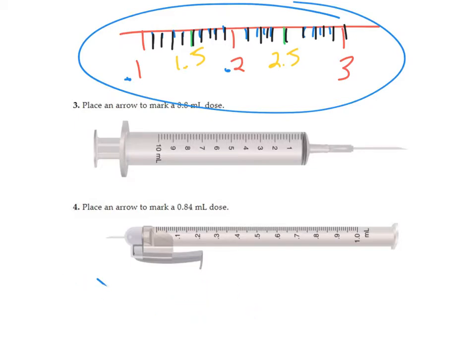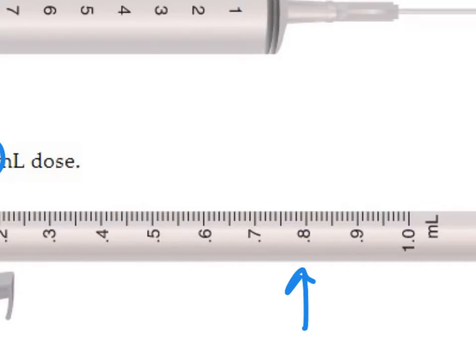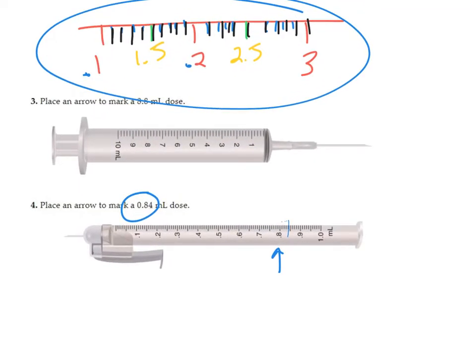Looking at that bottom syringe, it says to mark a 0.84 milliliter dose. What that would mean is we're going to go to the 0.8, so we're going to start there. And then we're going to count 4 lines behind that. Let me zoom in a little bit further. If we count 1, 2, 3, 4, that would be this line right here, the line right before the halfway point. So that would be 0.84. We just start by going to the 0.8 first, and then you can see that that's how we would count that.